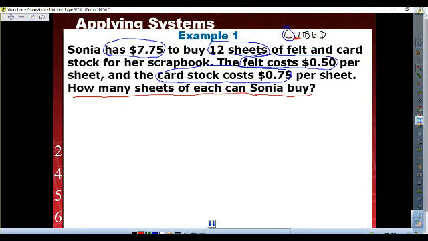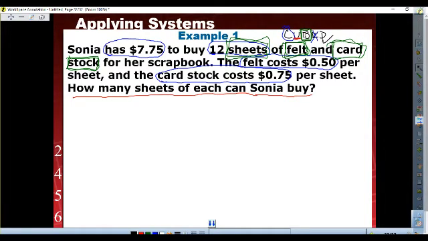I'm going to switch to green. Box key information. Key information here is that we're talking about 12 sheets. Sheets are important, but sheets of what? Felt and cardstock. With that, we're going to exclude any other information that we don't need, all that extra fluff. But we do need to draw a table or diagram.